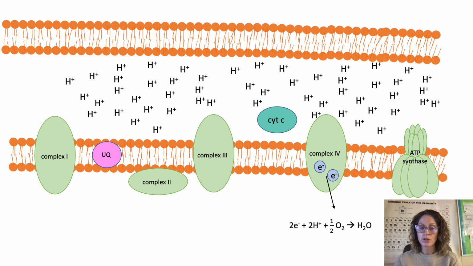So we have the 2 electrons with 2 hydrogen ions from the matrix. So again, this increases the difference between the intermembrane space and the matrix as well. And we get the production of a water molecule. So it's important to remember that we do have water as a waste molecule.